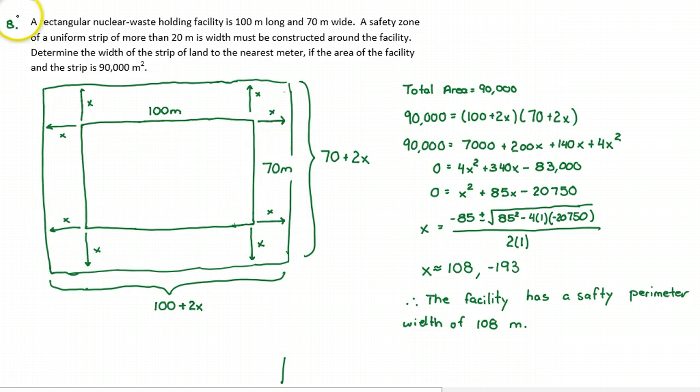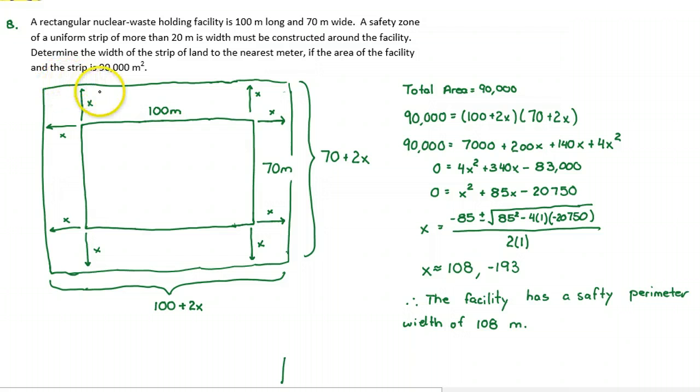So let's dive in. A rectangular nuclear waste holding facility is 100 meters long and 70 meters wide. A safety zone of a uniform strip of more than 20 meters width must be constructed around the facility. Determine the width of the strip of land to the nearest meter if the area of the facility and the strip is 90,000 meters squared.